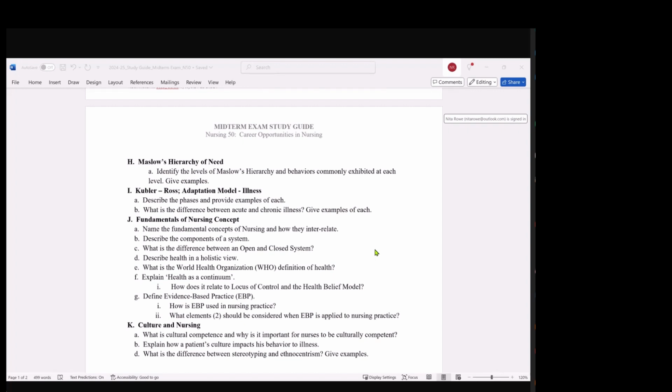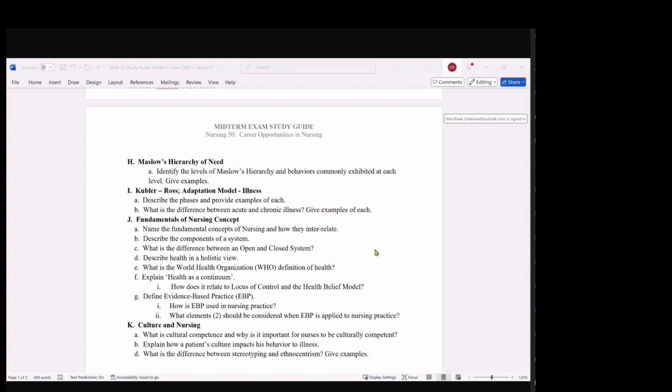Now, if I were to give you an example of one of these levels, would you be able to identify which level I'm talking about? Okay. So when I say excretion, sex, water, what is it? Physiological. Beautiful. Okay. So again, know what they are.